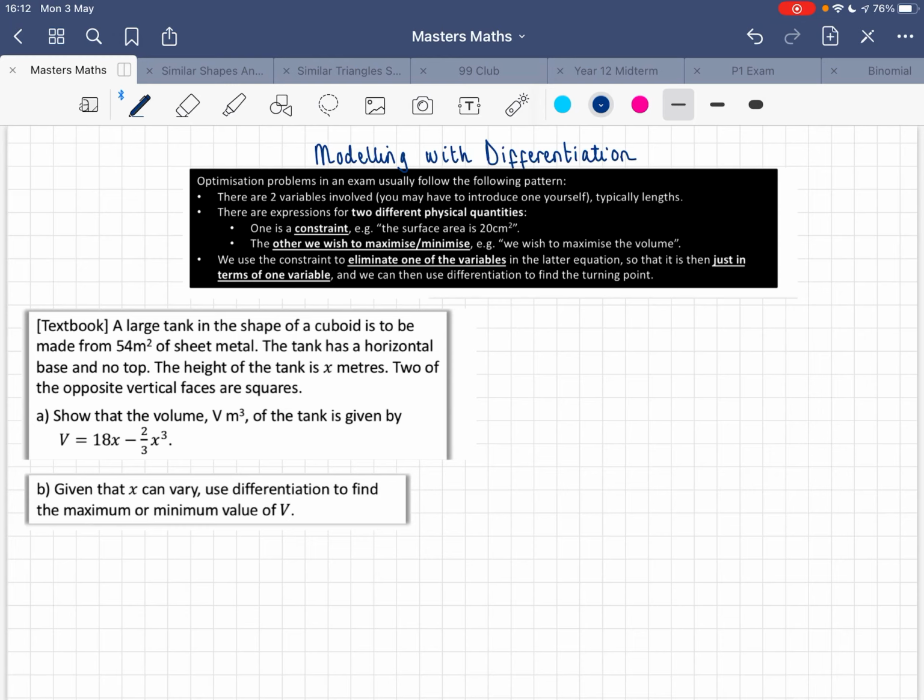So a nice show-that question to start off with, so that even if you can't show it, you can still use that expression to maximize or minimize the volume.